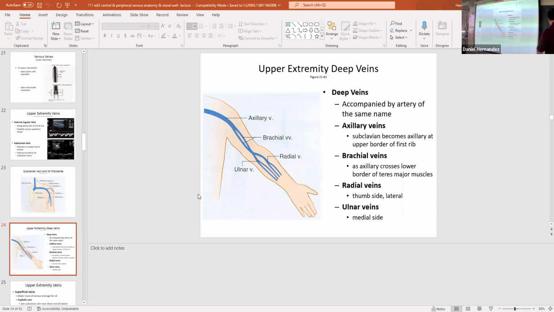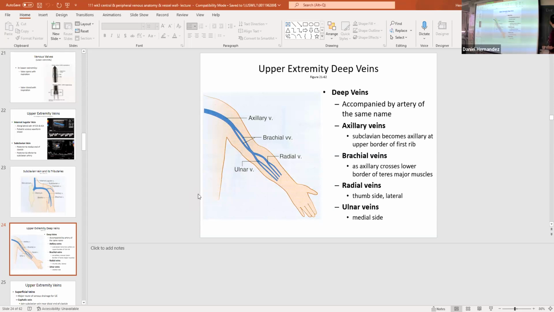So subclavian, I'm sorry, we had coming across the anterior chest. Then we get into the axillary, the patient's axilla. The axillary veins. Subclavian becomes the axillary at the border of that first rib. When we're imaging the axillary, there are two windows that we can come from, either anterior or actually going in the patient's axilla. Again, axillary has a corresponding artery with it, because it's a deep vein.